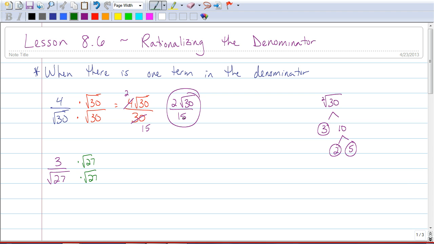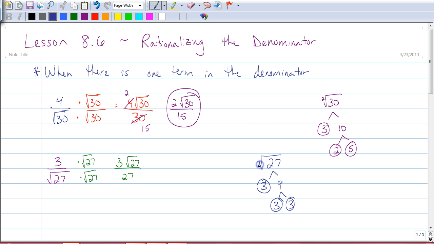So 3 over square root of 27, we rationalize the denominator, so in that way we can write this the proper way, which would be 3 square root of 27 over 27. But now, before I reduce the 3 and the 27, I want to see, can the square root of 27 be simplified at all? So I'm going to go over here and say, well, so we got the square root of 27. That's the same as 3 times 9, and 3 is prime. 9's not prime. That breaks down to be 3 times 3.